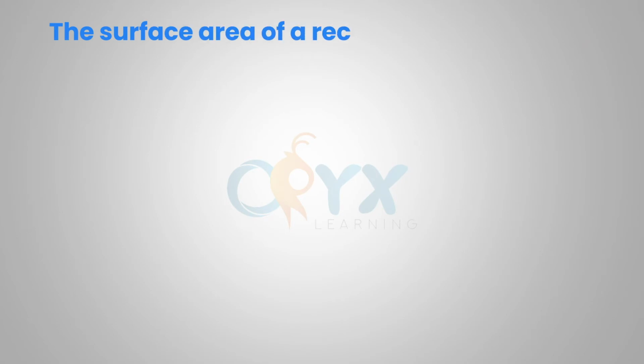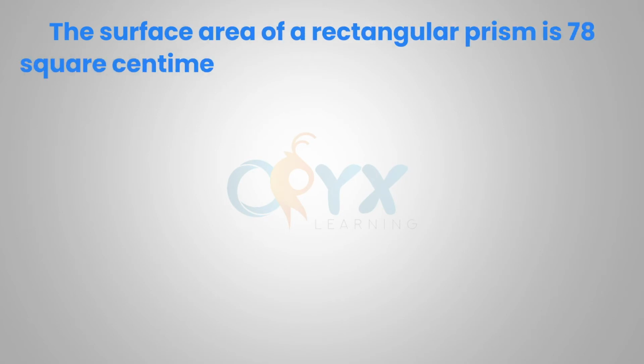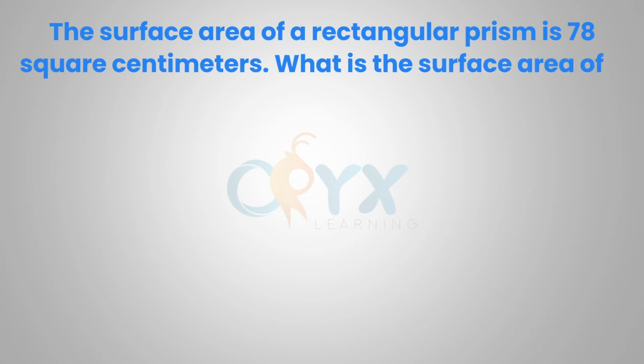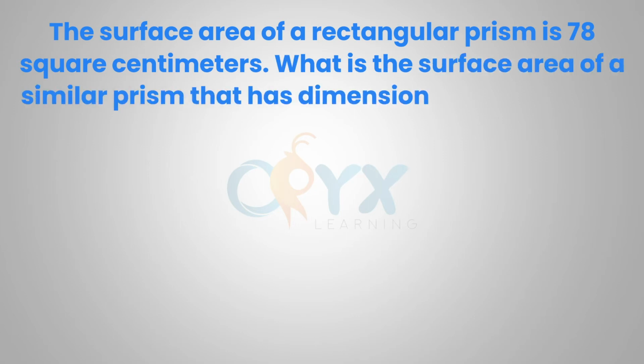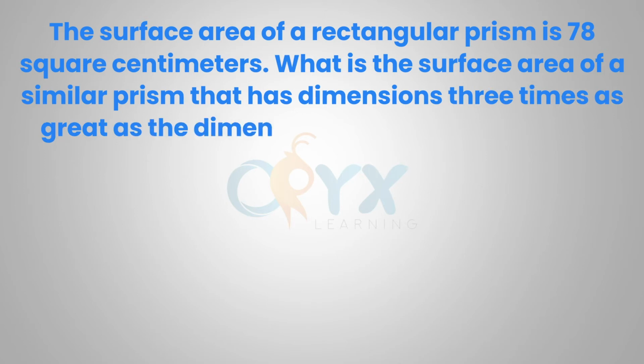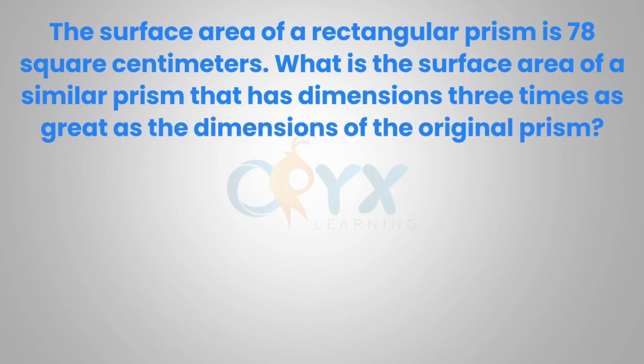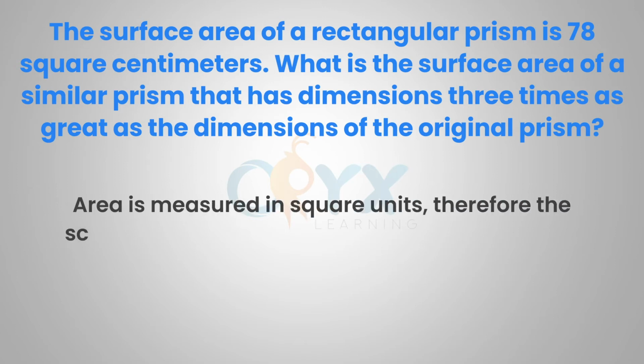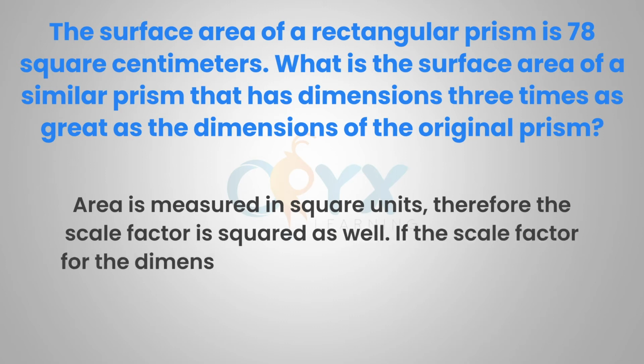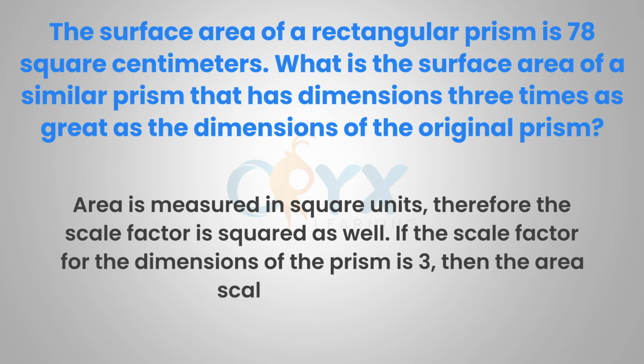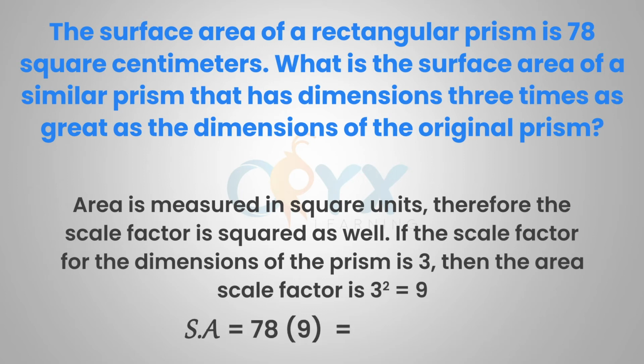The surface area of a rectangular prism is 78 square centimeters. What is the surface area of a similar prism that has dimensions 3 times as great as the dimensions of the original prism? Area is measured in square units. Therefore, scale factor is squared as well. If the scale factor for the dimensions of the prism is 3, then the area scale factor is 3 squared, or 9. So the surface area would be 78 times 9, or 702 centimeters squared.